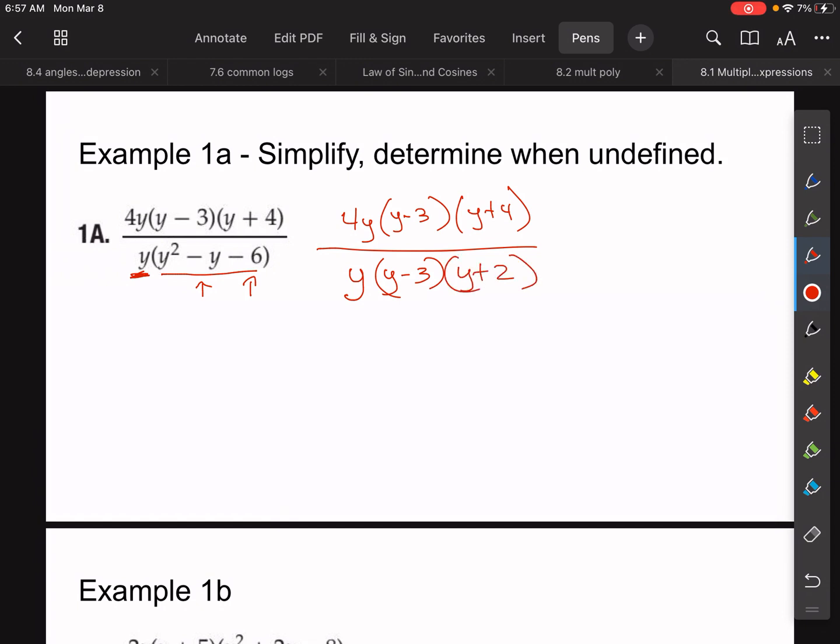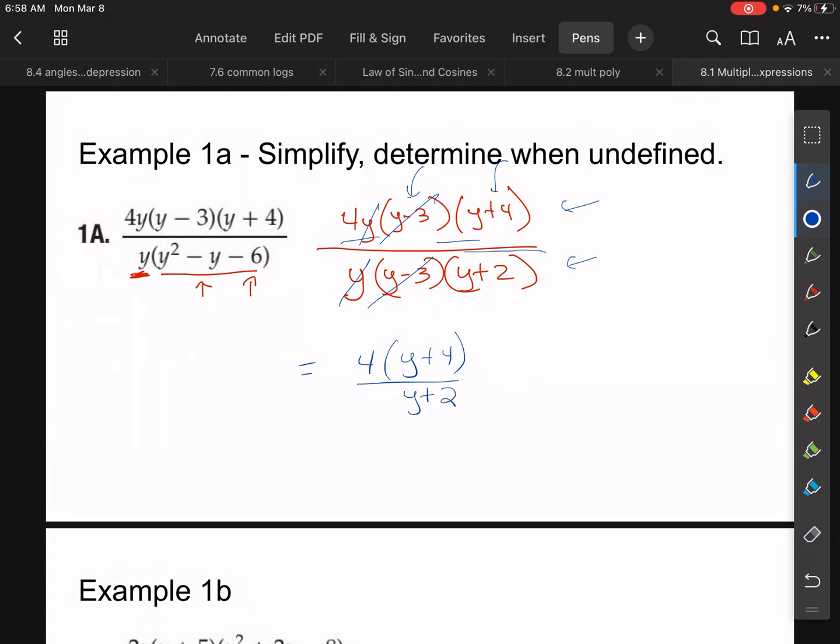Okay, now we can do some canceling. Now that we have this, notice that I'm not adding or subtracting anything in here. I mean, I am within pieces, but between the pieces I'm not. So this acts all as one piece, so does this. So I can take things out that are in common. Okay, everything's being multiplied. So there's a y in common on the outside, and then there's a y minus 3 in common here. So what I'm left with here is 4 times y plus 4 over y plus 2.